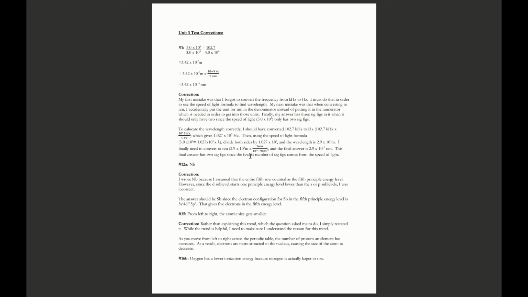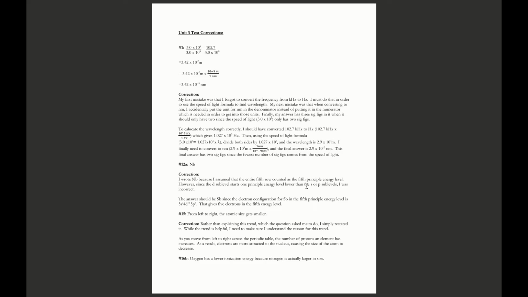I'm tired of seeing people literally write 10 raised to the power of 12. Don't write that. It doesn't look proper. That's not how we do it in science. You need to actually write it out properly. So please come to me and I can help you. Okay. This final answer has 2 sig figs, and I further explain why, since the fewest number of sig figs comes from the speed of light.